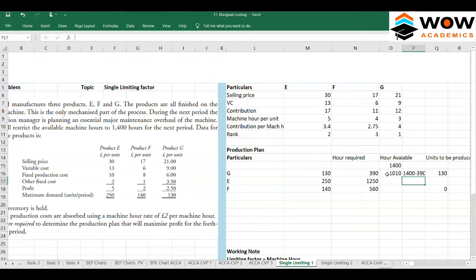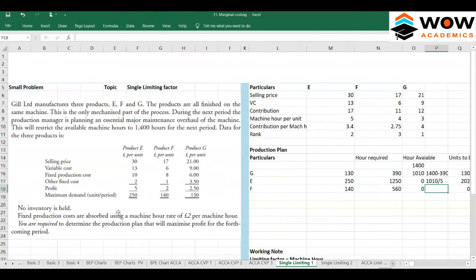We have 1010 hours, and each unit of E takes 5 hours. So we can produce 202 units. Okay, we can produce 202 units. So available hours will actually become 0, right? The entire hours is gone. So here also available hours is gone. So this will be the production plan.